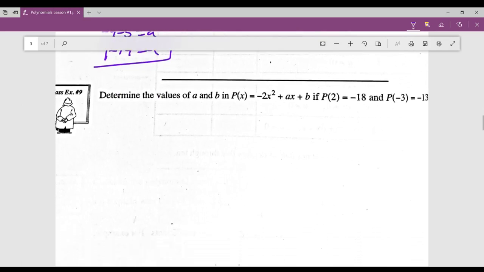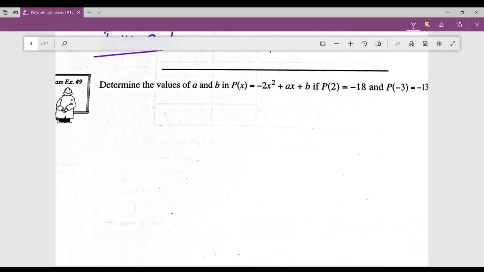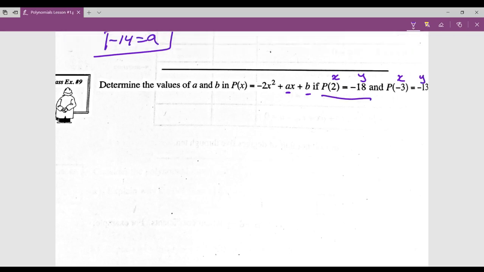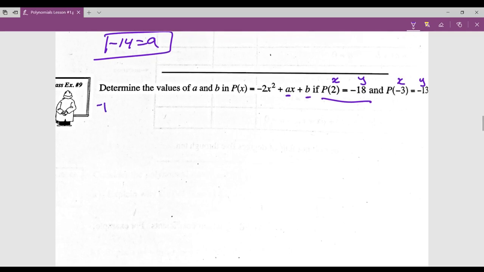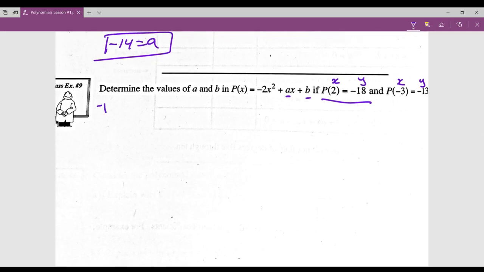All right, moving to the next bit here. Slightly more complicated. We have two unknowns, a and b, in this polynomial, but they give us two pieces of information. They tell us when x is equal to 2, y is 18, when x is equal to negative 3, y is equal to 30. So you deal with one piece first. Again, in for x's, in for y's. So negative 8, negative 8. Why is my pen not working?